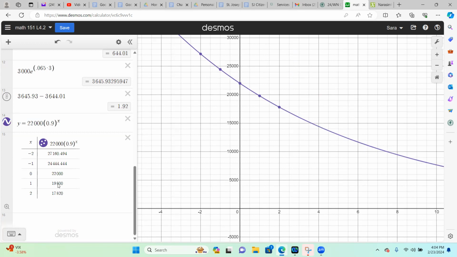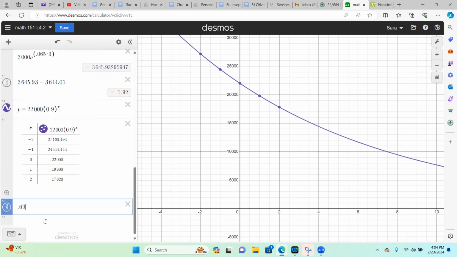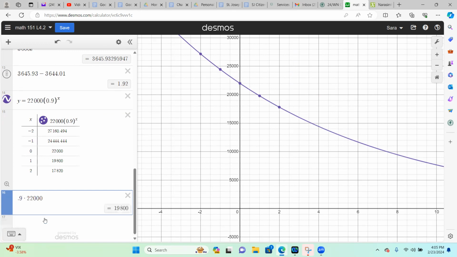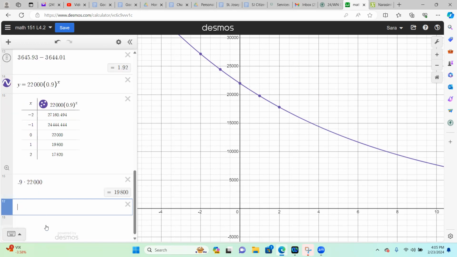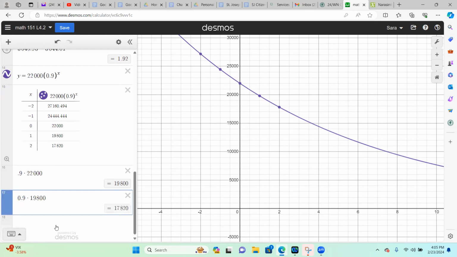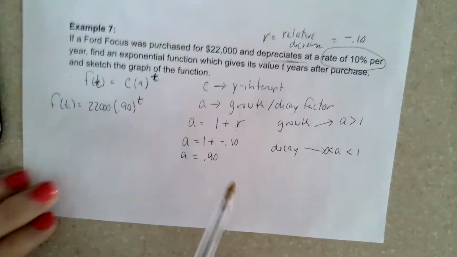You can see each year it's just going down by 10%. It's only keeping 90% of 22,000. So if we take 0.9 times 22,000, we get 19,800. And then if we take 90% of that 19,800, we get 17,820. That's the next value. So you're losing 10% each year. And that's how we come up with our function. So there's the function we came up with.